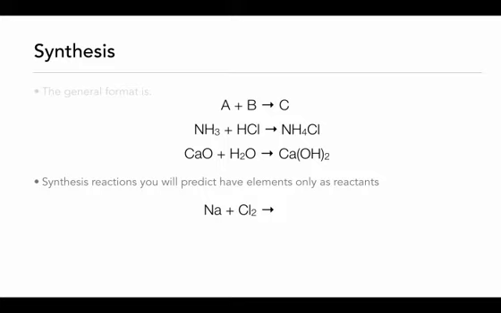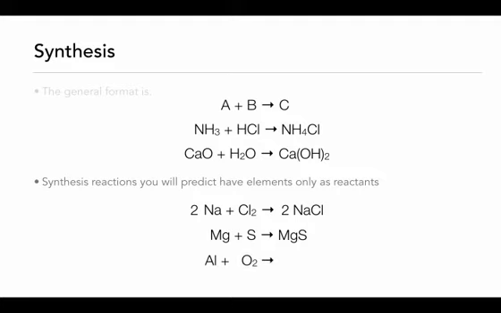So sodium and chlorine, when they react, the only thing they can do is come together to form a compound, in this case sodium chloride. And we would balance that reaction to make sure that each atom has the same number on both sides. Another example would be magnesium and sulfur. Magnesium and sulfur are going to combine to form magnesium sulfide.